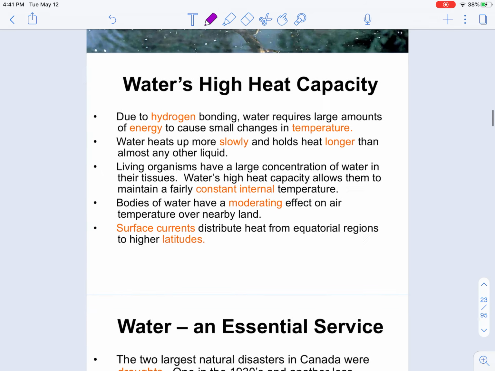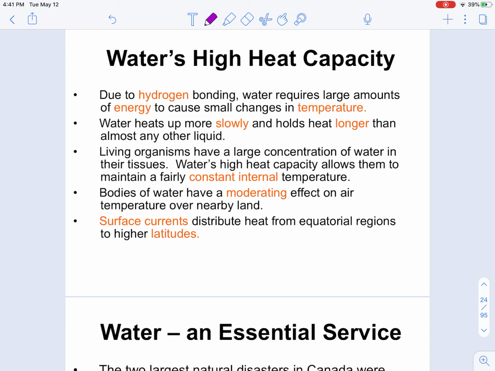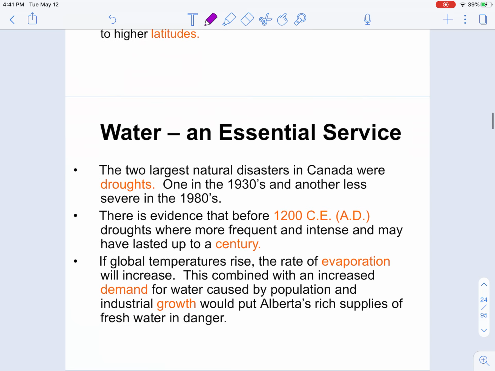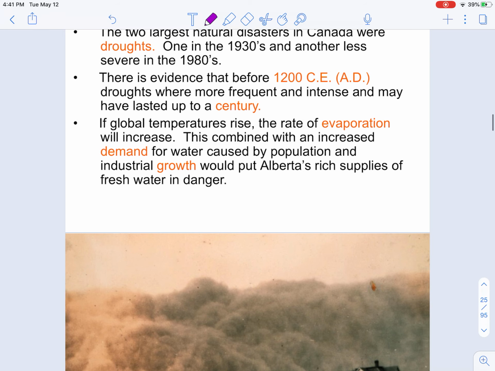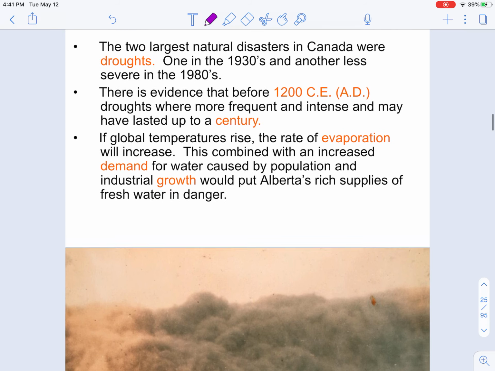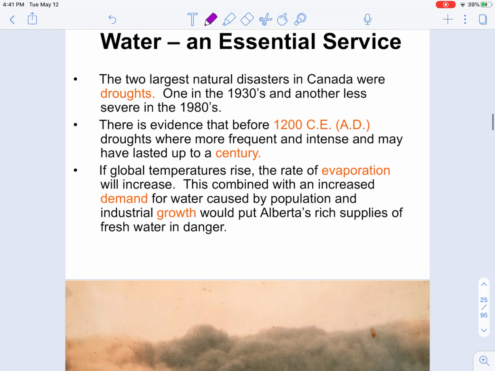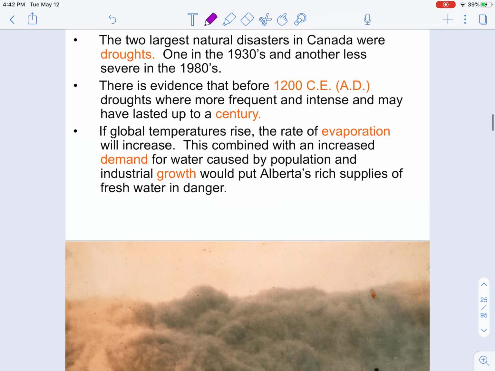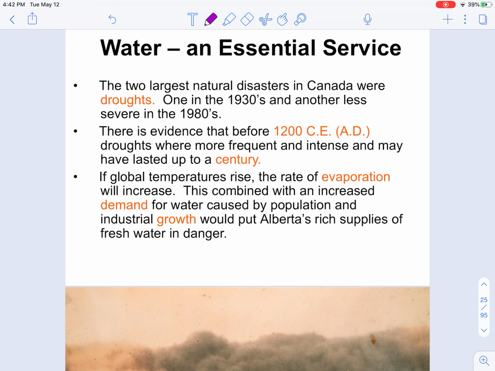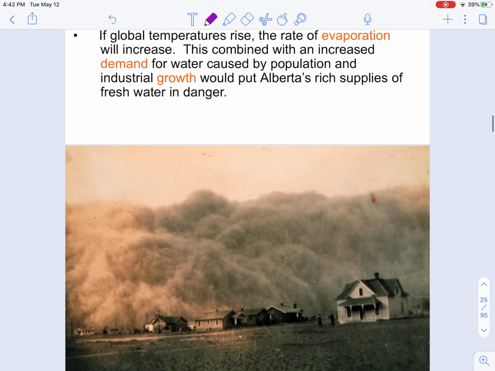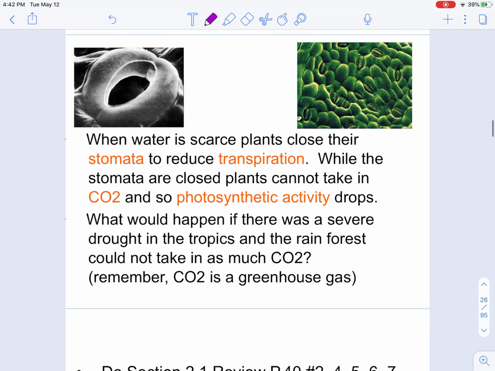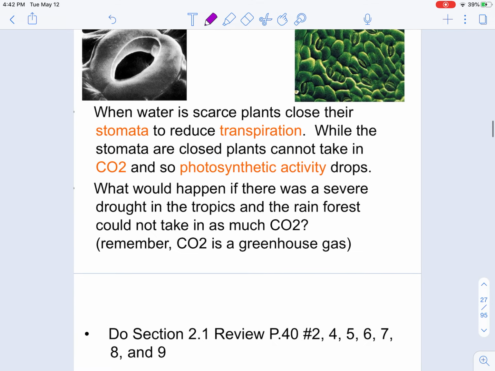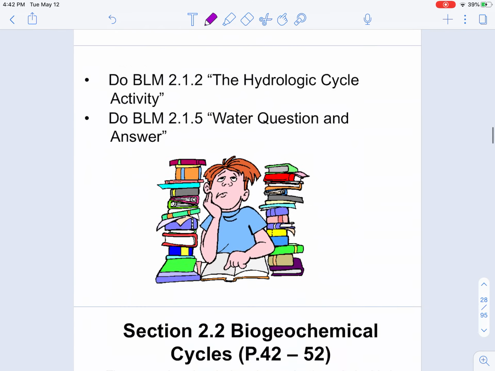Okay, the heat capacity is also because of hydrogen bonding. I feel like we talked about that already. And there's a little story here about how drought in the dirty 30s happened, and that less water caused a lot of problems with all these windstorms historically in our province. I thought there were two stories, but there's only the one.